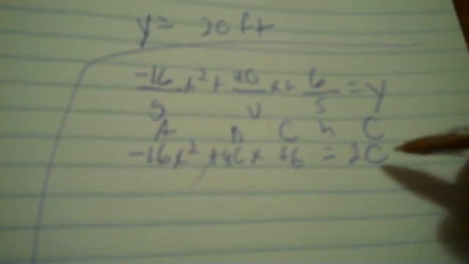So first thing we have to do is get everything to one side. So minus 20, minus 20. So negative 16x squared plus 40x, minus 14 equals 0. So this is my ABC condensed. So b squared minus 4 times a times c.